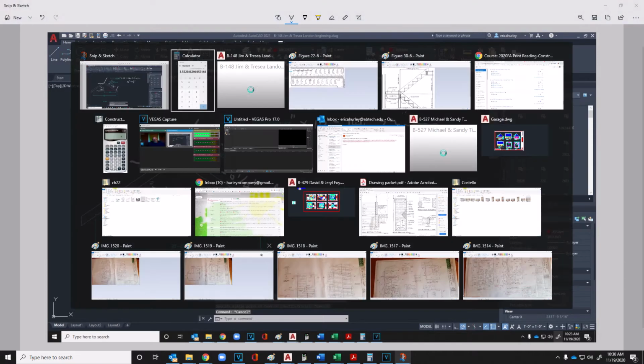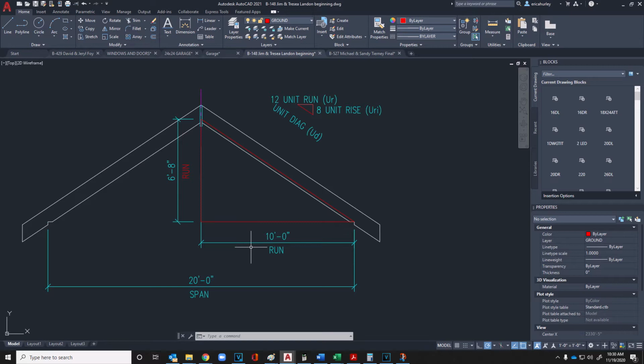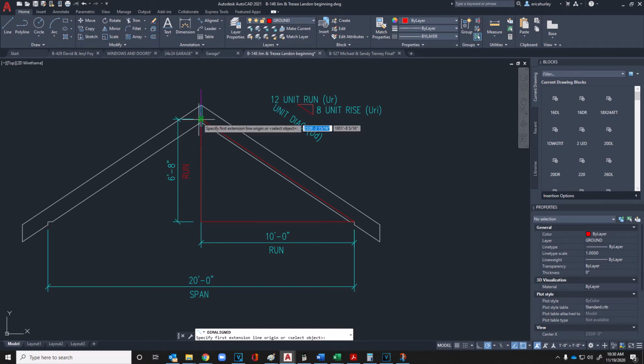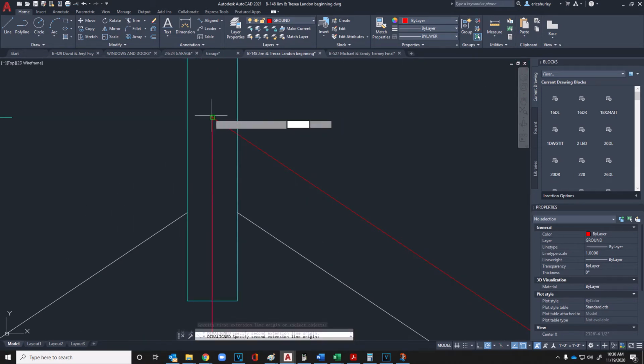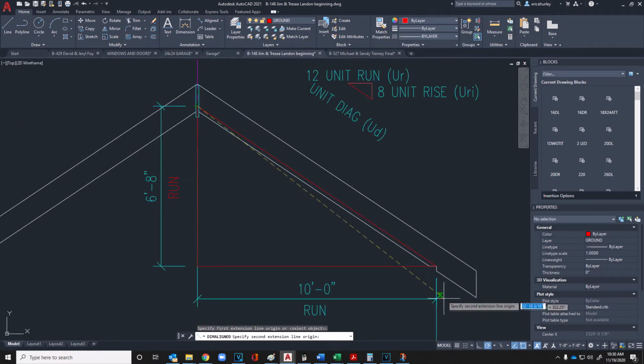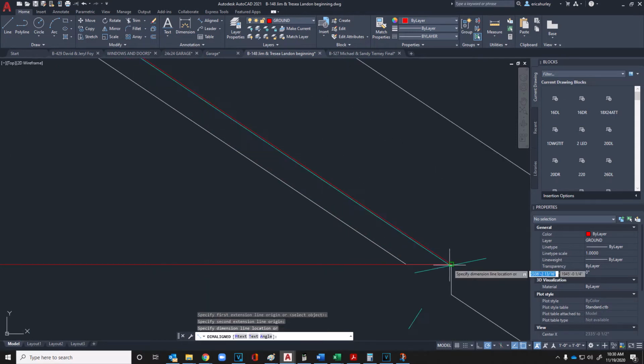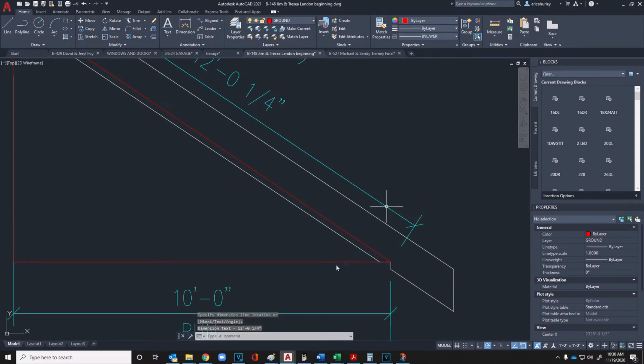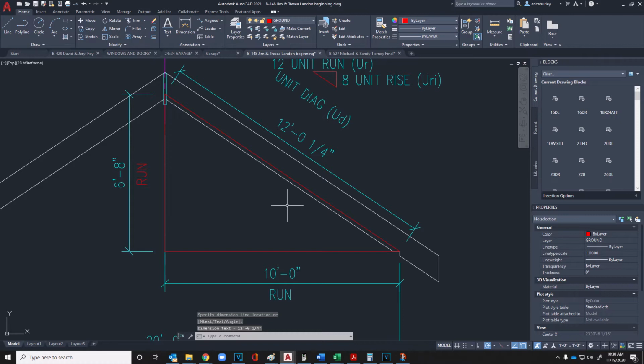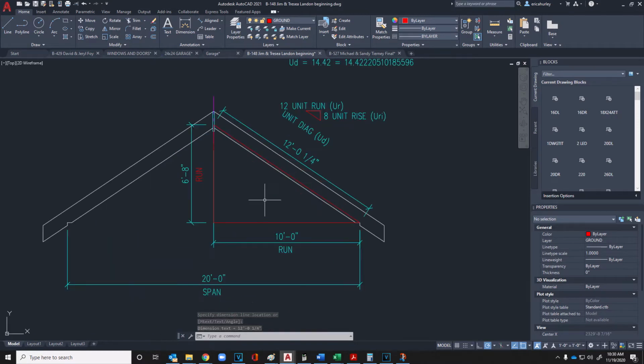So if we've done this right, let's go back over to CAD. If we've done this right, I should have the right number here. I'm going to go to the top of the triangle, to this foot of the triangle, and look at there. I did have it right at 12 foot 0 and 1/4. Now, that is what we call the line length.